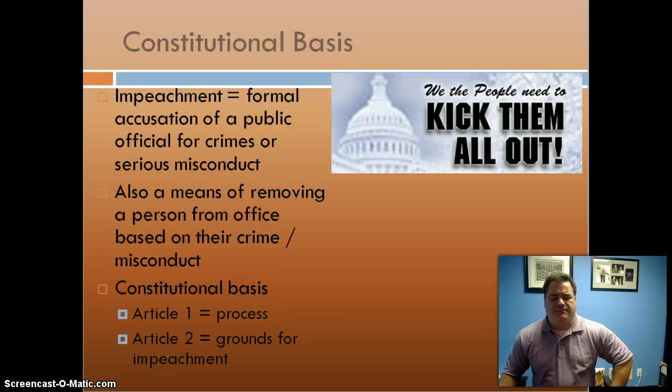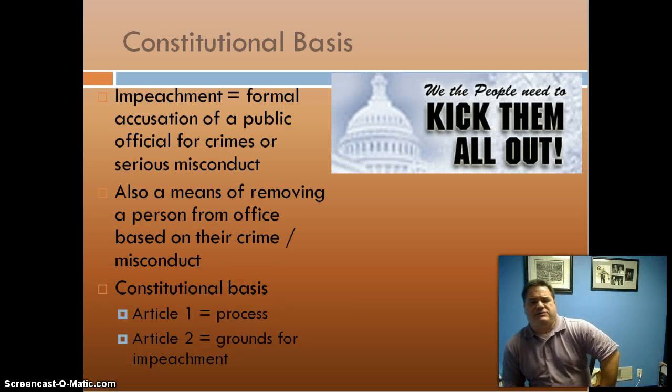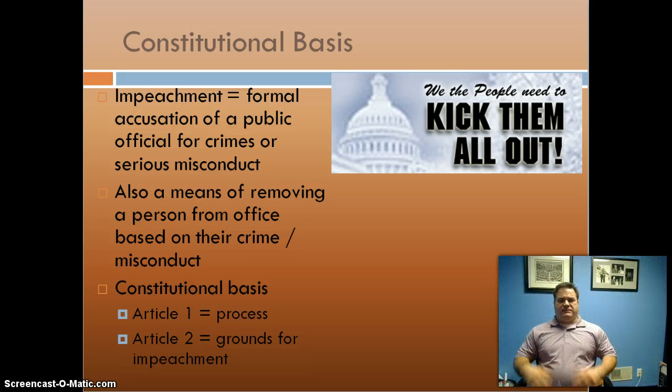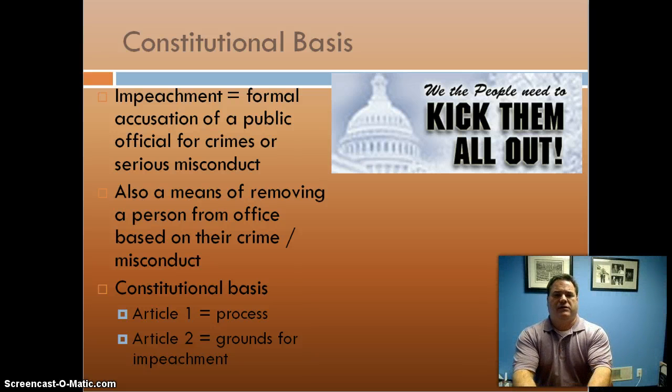With regard to impeachment, there's a constitutional basis to the whole idea. An impeachment is nothing more, nothing less than a formal accusation of a public official for crimes or serious misconduct. You can think of it as the body politic's means of removing a person from office based on this crime or misconduct. It's a means of the body politic to protect itself against public officials that might pose a danger to the system.